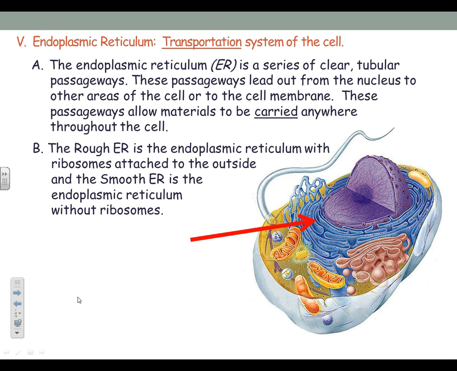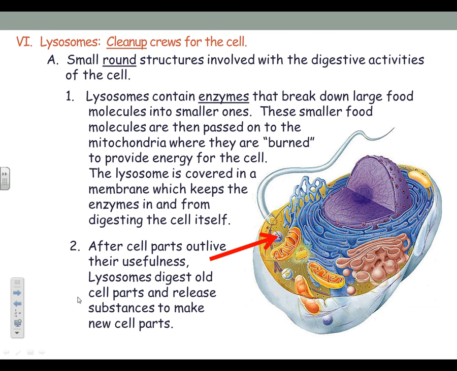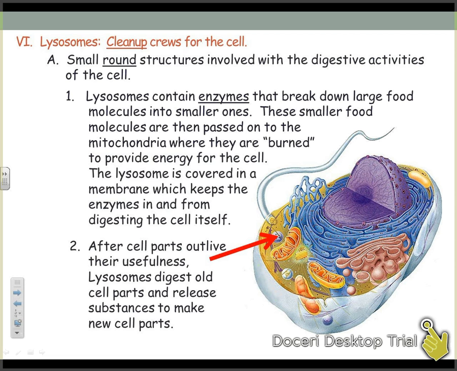Next structure we have is called the lysosomes. Lysosomes. They are the cleanup crews of the cell. They are these little sphere objects right here. The lysosomes are responsible for getting rid of waste products, similar to the excretory system of the human body. They're responsible for using enzymes to break down parts of waste and so forth, and getting them out of the cell.